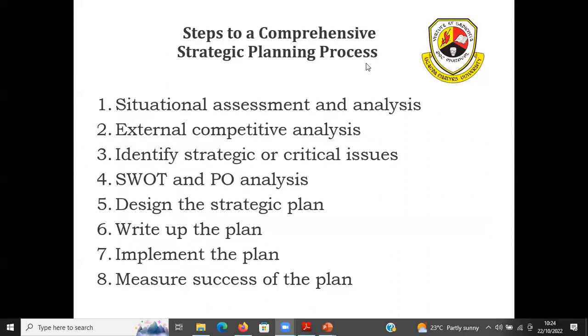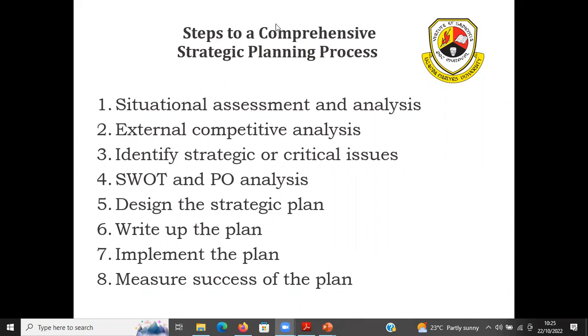Okay. So these are the steps to strategic planning. And these are basically the steps we shall also go through when we come to ICT strategy planning. First is situation analysis. So this is where we assess ourselves internally. Then we look at the external competitive analysis. The first one, situation analysis, is when we look at our strengths and weaknesses. Outside, when we're looking at the external competitive analysis, we're looking at the opportunities and threats.